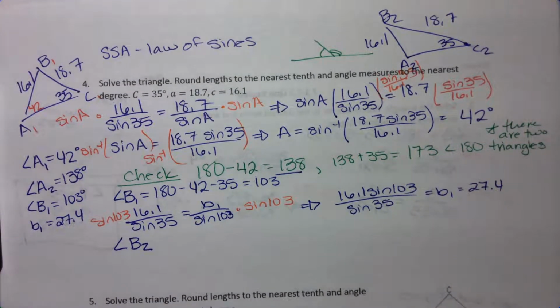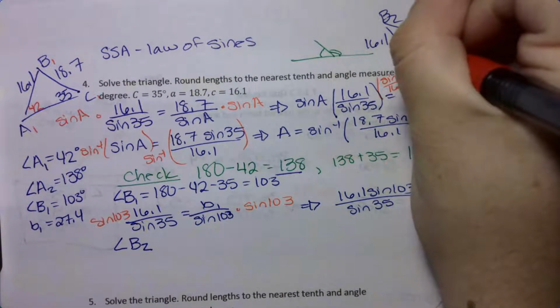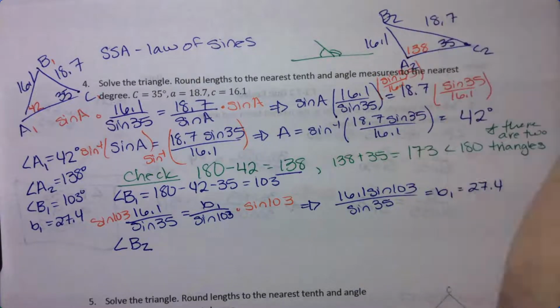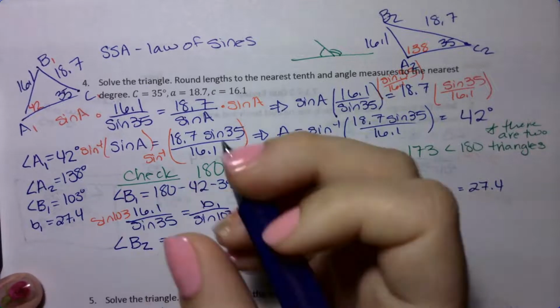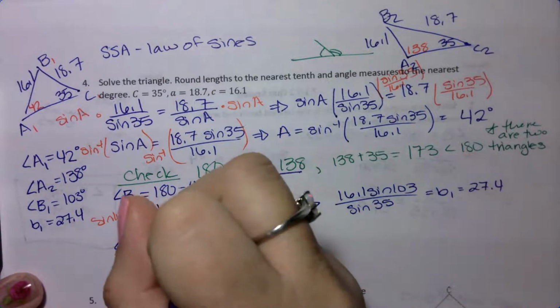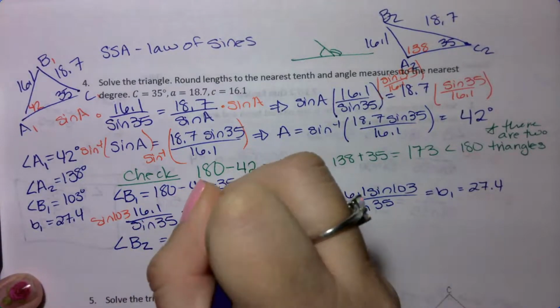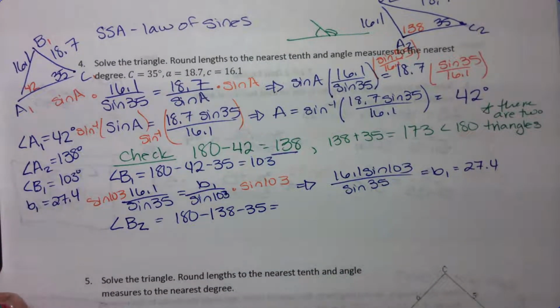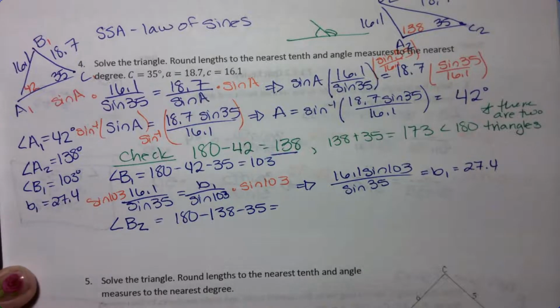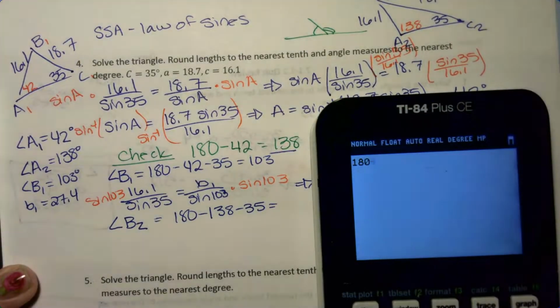And this time, my angle here is 138. So I need to solve for my remaining angles. For my second angle, B, I am going to take 180 minus the 138 minus the 35, which gets me 7 degrees.